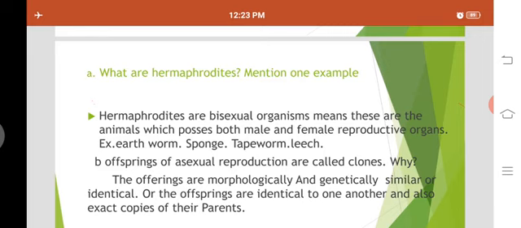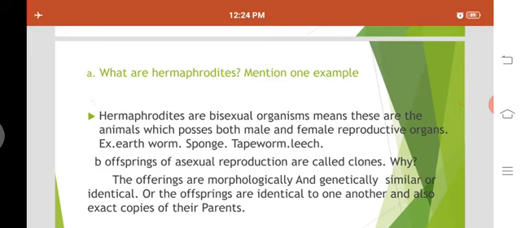Getting my point here? Just you can see the answer. Offsprings are morphologically and genetically similar or identical, or identical to one another and also exact copies of their parents. Therefore, they are called the clones. Understood? What are clones? For that also, the same answer you have to write: morphologically and genetically identical offsprings are called clones.